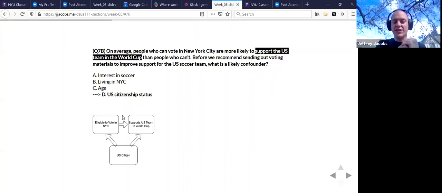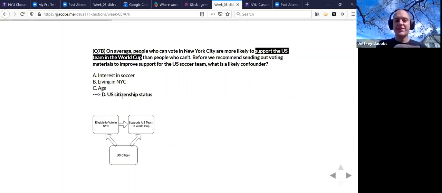So in this case, you could tell that internet story in terms of why age affects support for the US team in the World Cup. But think about how many argumentative steps that requires versus the alternative where you put US citizenship status in the confounder slot. Because now, with US citizenship status, the story becomes really straightforward, because US citizenship status is pretty much 0-1.